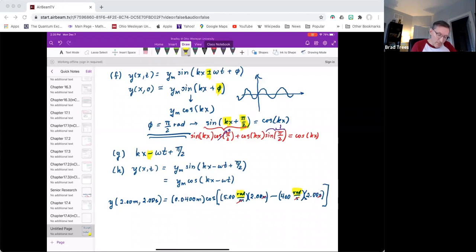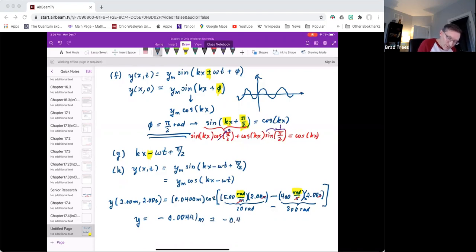And now you can see what the number is inside the brackets there. 5 times 2 is 10 radians. Minus 400 times 2 is 800 radians. So you take 10 minus 800, make sure your calculator's in radian mode, take the cosine of it, and then multiply by 0.04. And I get negative 0.00441 meters. If you want to give that in centimeters, you can just multiply by 100.